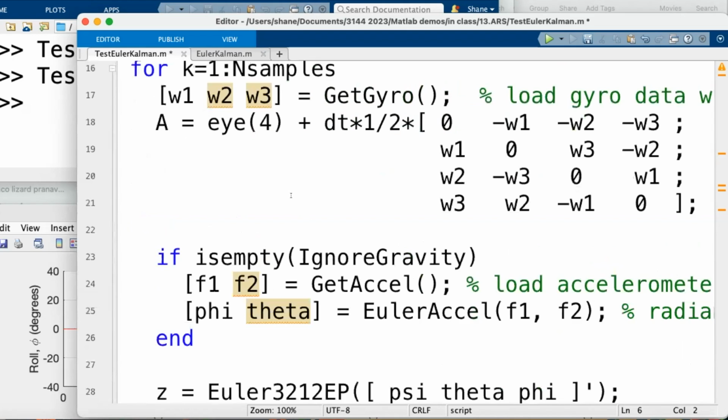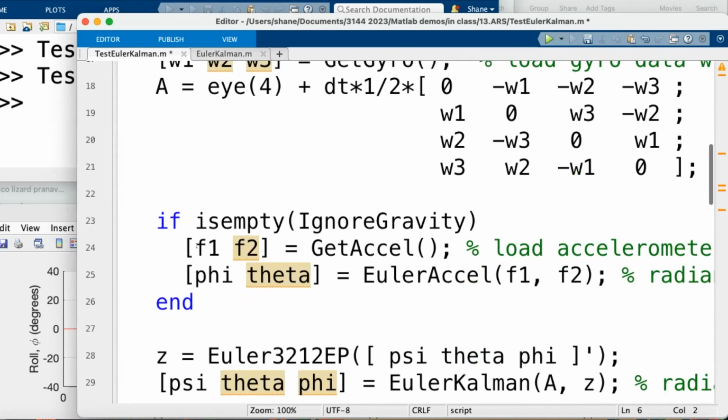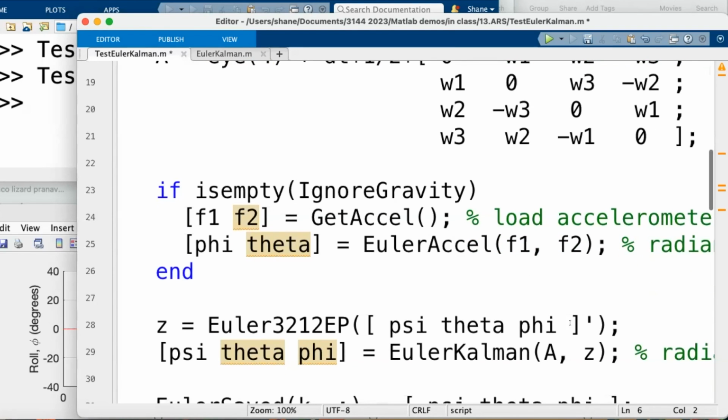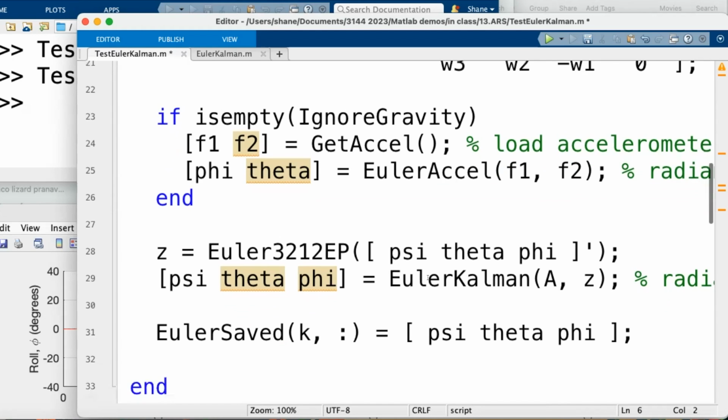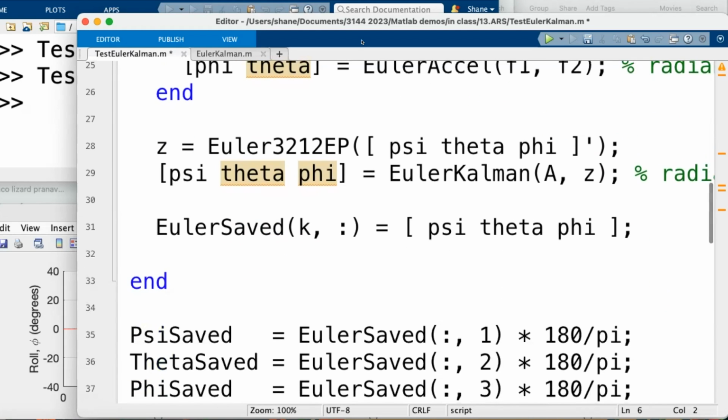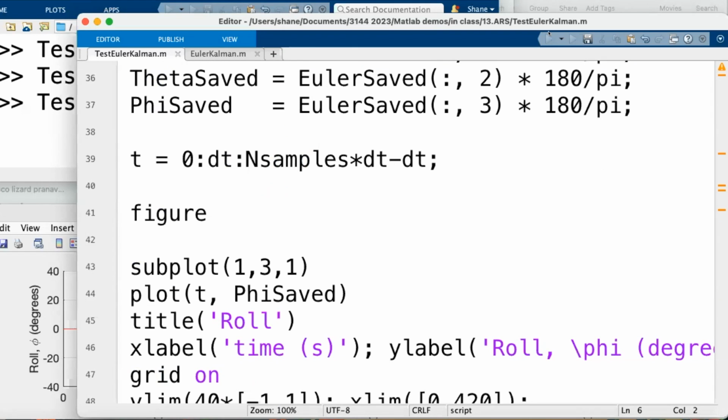So the only difference is, because I'm not ignoring gravity, I'm getting the F1 and F2 from the accelerometer. And then from that, I'm doing those calculations, inverse sine and inverse cosine, to estimate phi and theta. So now that phi and theta is being transformed into an Euler parameter and put into the Kalman filter. So really, it's this step right here that's adding a piece of data along with the gyro, and we could see what happens here. Hoping for the best.